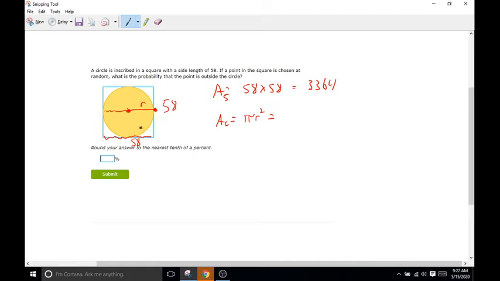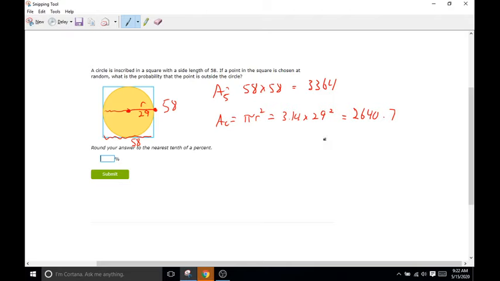What's going to be our radius? So what's half of 58? That's just 29, right? 29 plus 29 is 58. So our radius is 29. So we have 3.14 times 29 squared, or just 29 times 29. And that is going to be 29 times 29 is 841 times 3.14 is going to be 2,640.74. It says round to the nearest tenth, so I'm just going to leave it at 2,640.7.